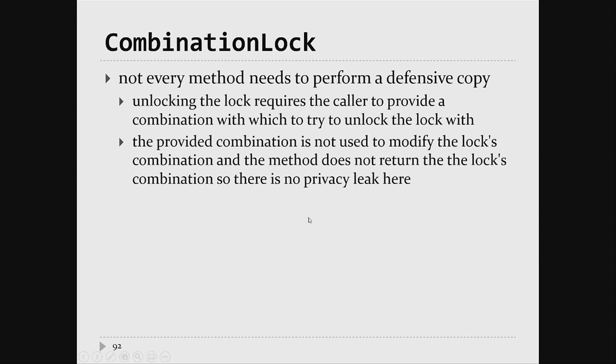Now, just because you're implementing a composition does not mean you have to make a defensive copy everywhere. You only need to make the defensive copy when there's the danger of releasing a reference to an internal field. So if you unlock the lock, unlocking requires the caller to pass in a combination to try to unlock this lock with. You're not going to use that array to set the combination, so you don't have to make a copy of the incoming array. You can just use the array as it stands.